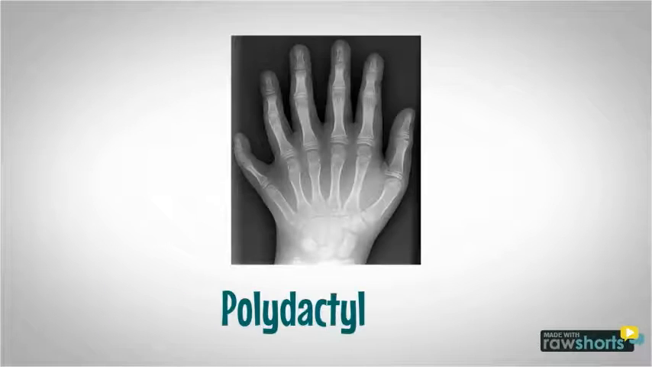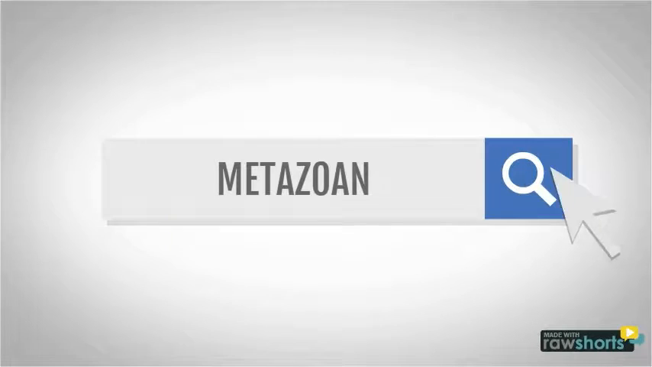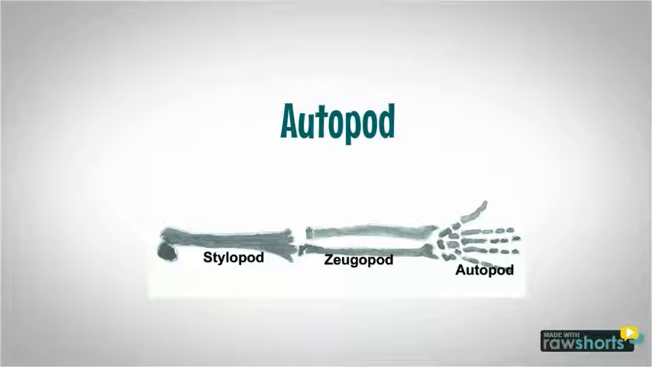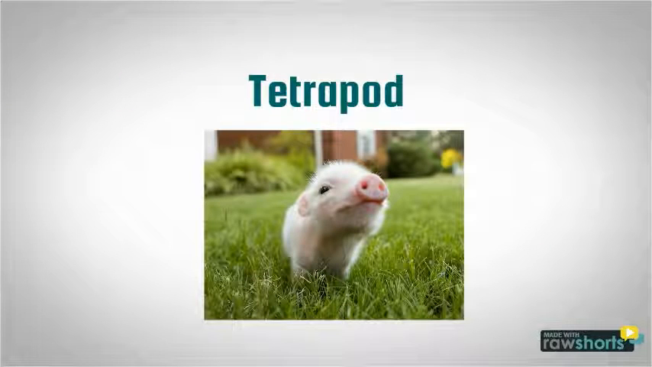Polydactyl. This type of structure includes animals which have more than the normal number of fingers or toes. Metazoan. These are the animals which go through development from the embryo stage with 3 tissue layers. Autopod. This is the most distal region of the body which contains the hand or feet and the digits they are comprised of. Tetrapod. A tetrapod is a vertebrate possessing 2 pairs of limbs or a total of 4 limbs, such as amphibians, reptiles, birds, and mammals.